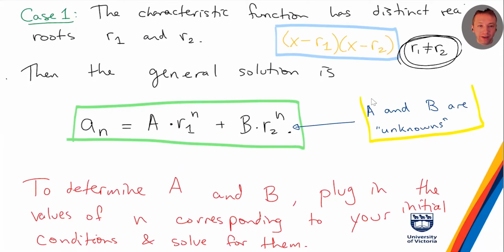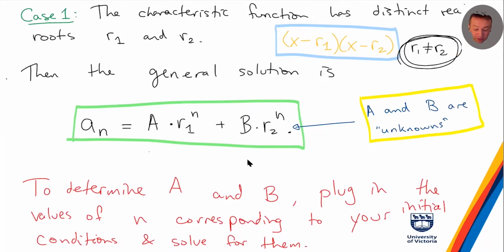Here's the thing about the general solution. Thinking back to the first order ones, the general solution usually has just one unknown, which is usually a0. When you have a second order recurrence relation, the general solution has two unknowns. And generally with an order k relation, the general solution will usually have k unknowns. So the general solution is a_n equals a times the first root r1 to the power n, plus b times the second root r2 to the power n.